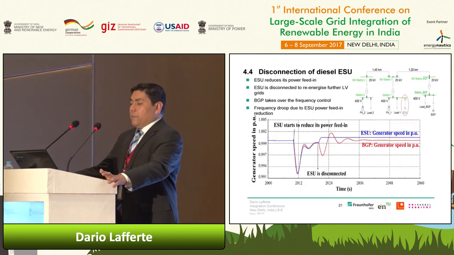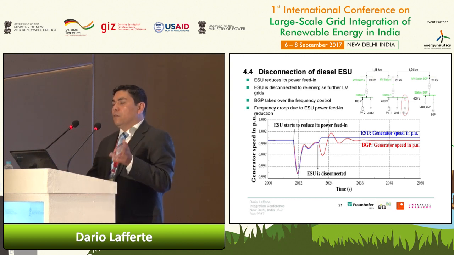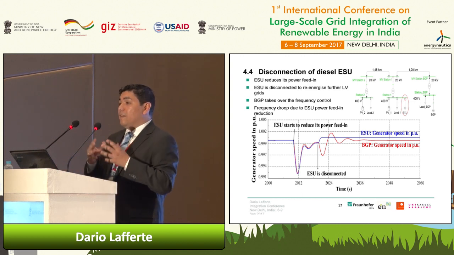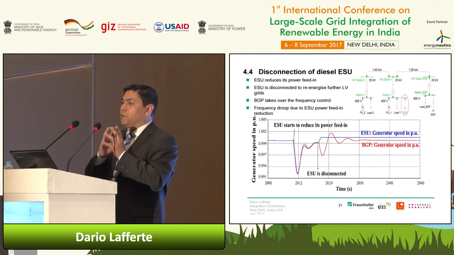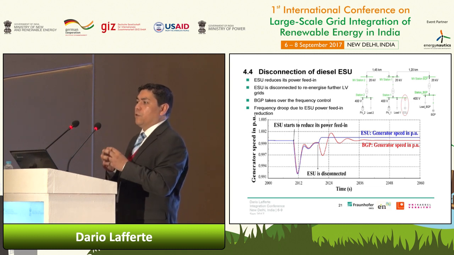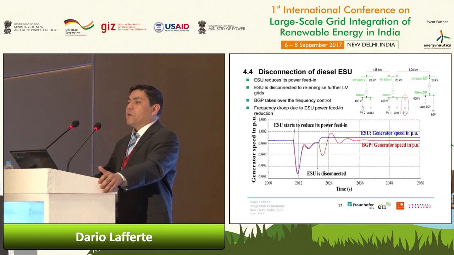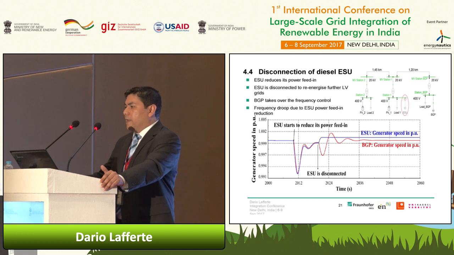The fourth step of this approach is the disconnection of the ESU. As I said, we are thinking about using a mobile diesel supply unit in order to restore another subgrid or grid island in the distribution system. The idea here is to provide cranking power and the restart of the distribution grids in order to reconnect further generation plants like biomass or biogas power plants.